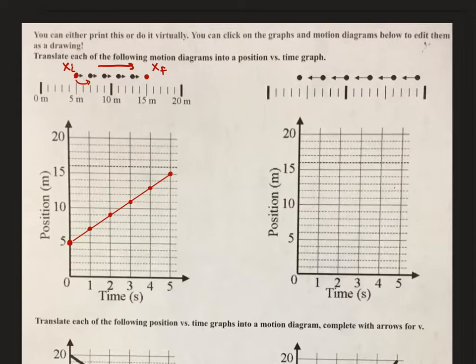So before we talk about what we can get from this graph, let's go ahead and do the second one. So I can see this object is moving to the left because of the way the arrows are pointing. That means this dot is my final position. This dot is my initial position.